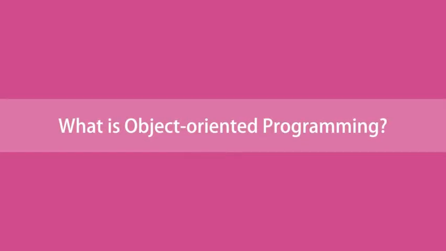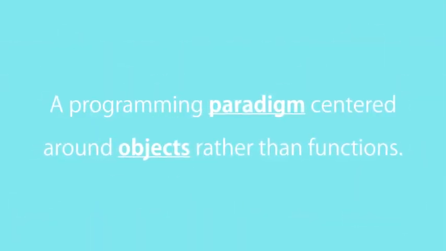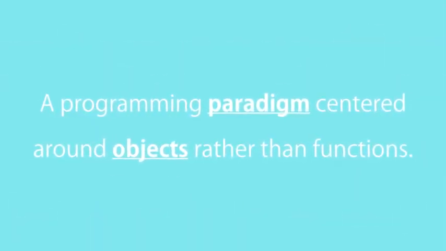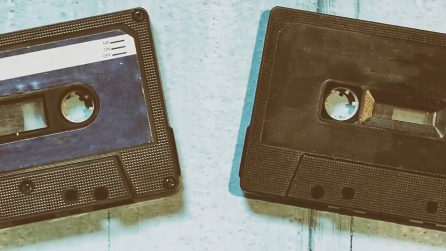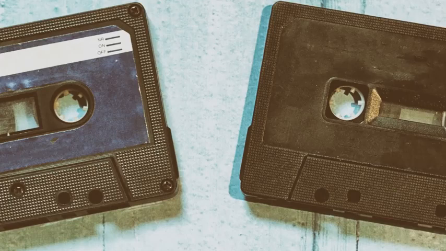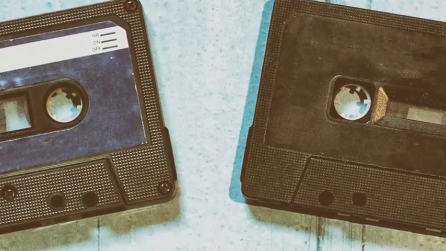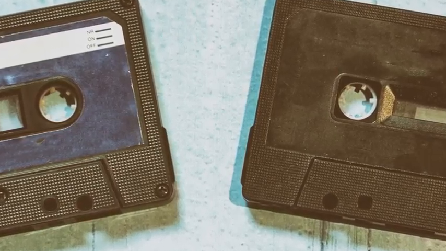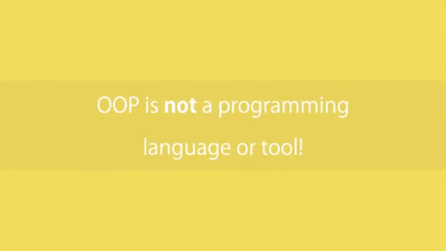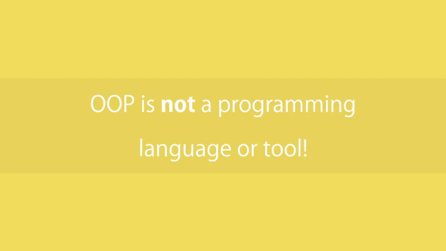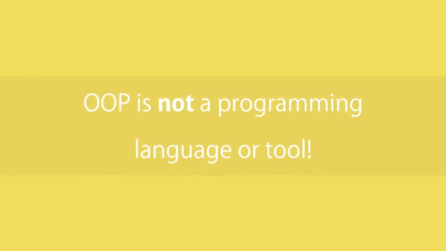So what is object-oriented programming? Object-oriented programming is a programming paradigm or a style of programming that is centered around objects rather than functions. It's nothing new, it's been around since the 70s, but unlike tools and frameworks that come and go, object-oriented programming is still very relevant today. That's because it's not a programming language or a tool. It's a style of programming or a programming paradigm.